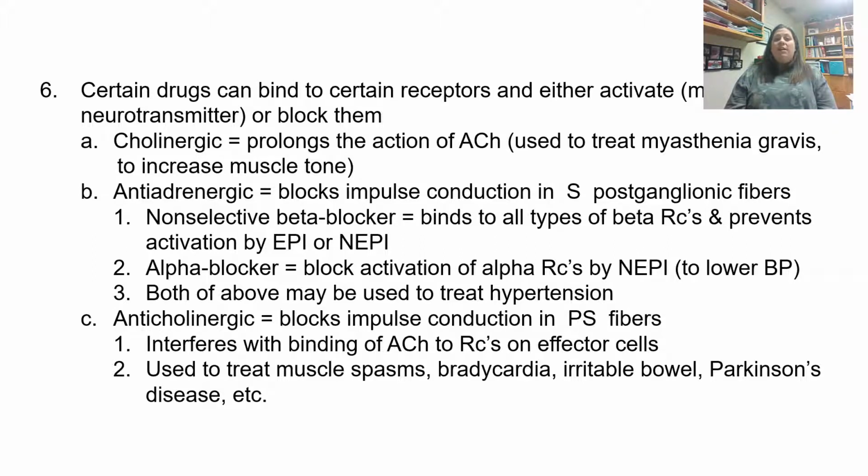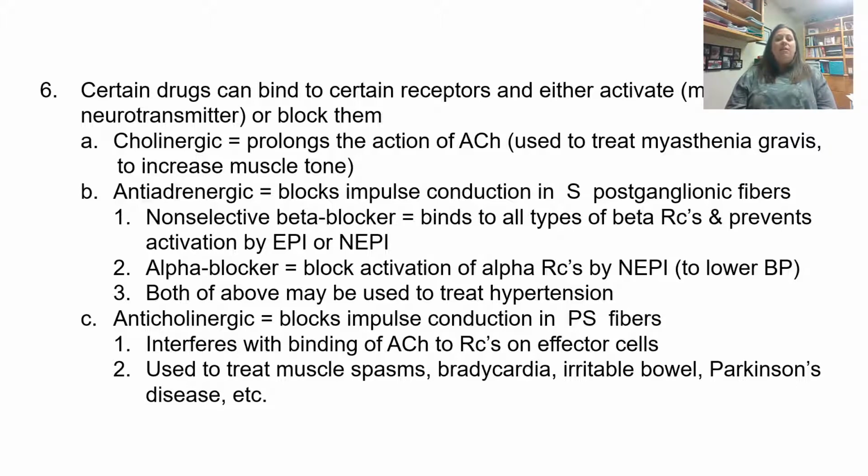We also see that we could use anti-adrenergic types of drugs, which are going to block impulse conduction from the sympathetic postganglionic fibers. These could be non-selective beta blockers. They can bind to all types of beta receptors and prevent activation by epinephrine and norepinephrine. A lot of times you might hear about beta blockers when we talk about blood pressure, because they help lower blood pressure. Alpha blockers can also block activation of the alpha receptors by norepinephrine, again to lower blood pressure. Okay, so both of these will help with hypertension, but it depends on which ones we want to target, the beta receptors or the alpha receptors.